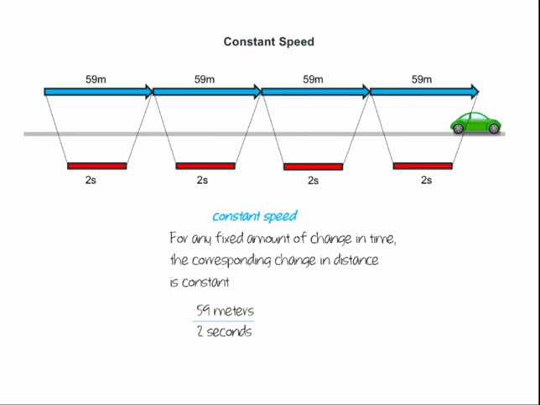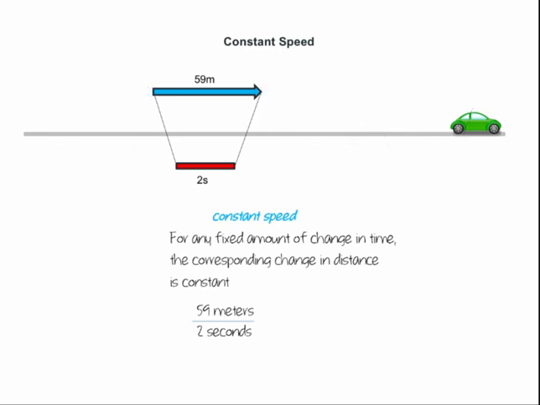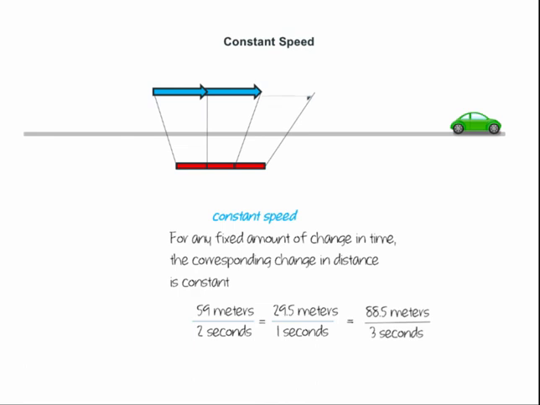Another important aspect to constant speed is knowing the car travels 59 meters for every 2 seconds allows us to know how far the car travels over any other period of time. For example, if the car travels 59 meters in 2 seconds, the car must travel 29.5 meters every second, or 88.5 meters every 3 seconds, or 14.25 meters every half second.